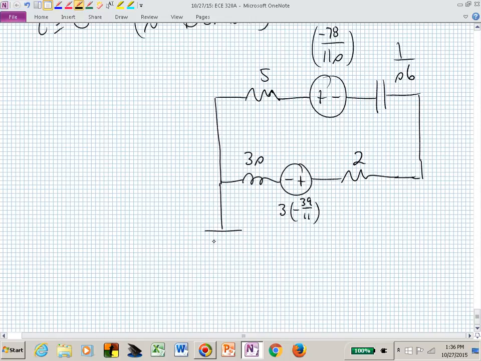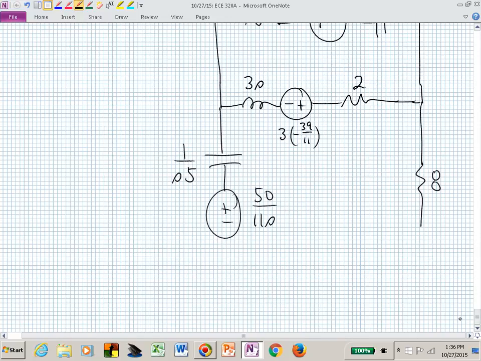In the middle branch, I had a capacitor of size 5 farads. That's 1 over SC, or 1 over S5. I had its initial condition, which was 50 over 11, but I divide that by S, because that was V sub C of 0 over S for this source. On the far right, I had a resistor of 8.